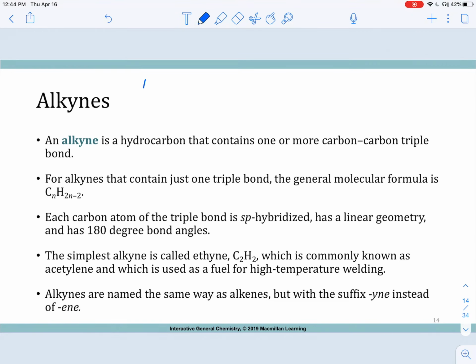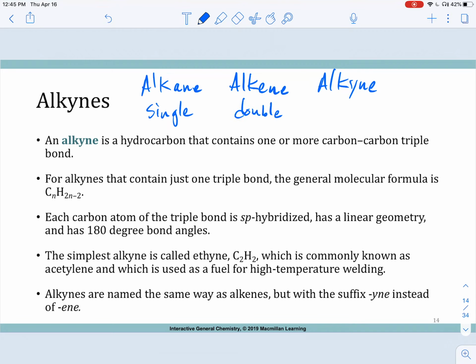So just like alkane, and then we went to alkenes and alkyne. So this is all single bonds. This is where we have a double bond. And alkynes are the word we use to show triple bonds.